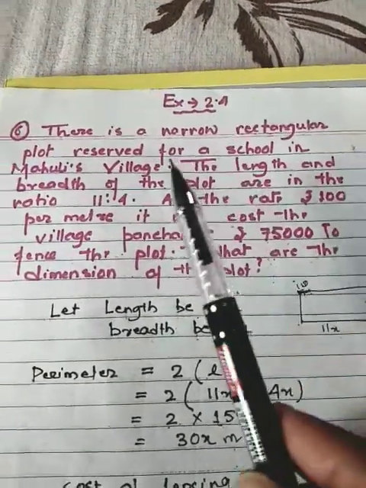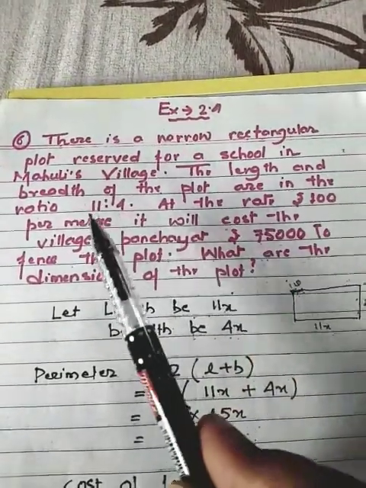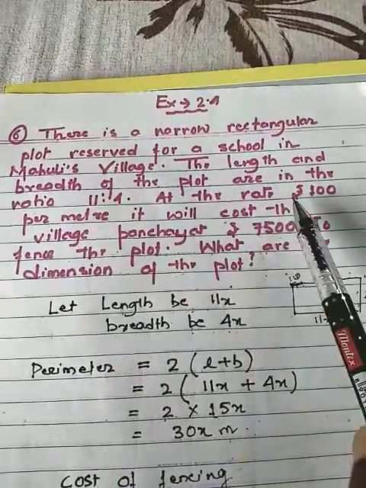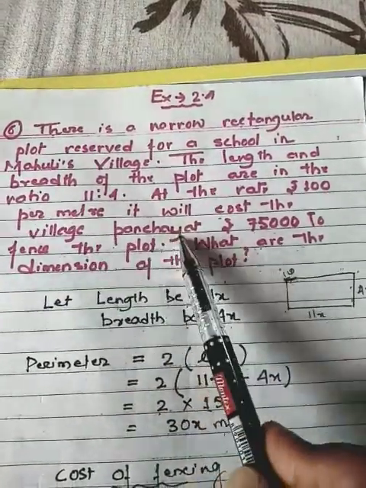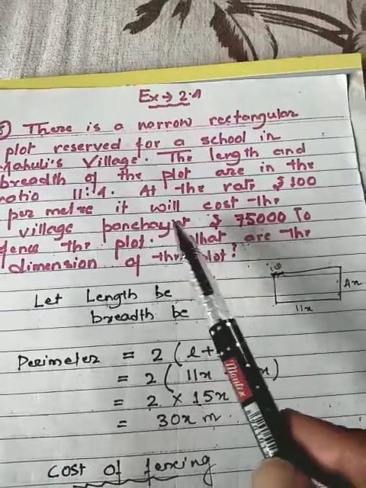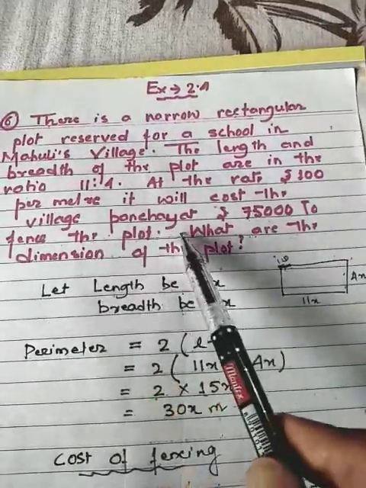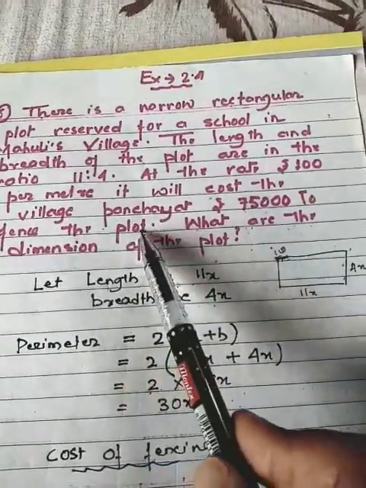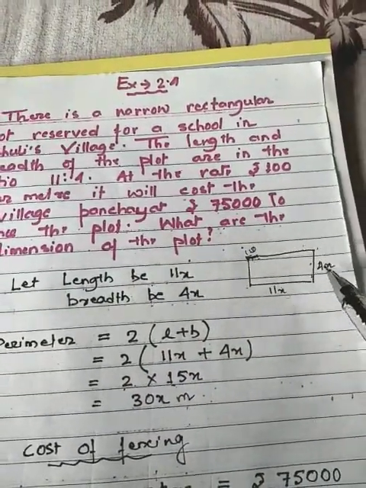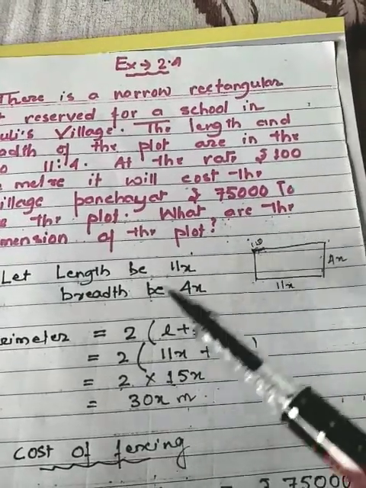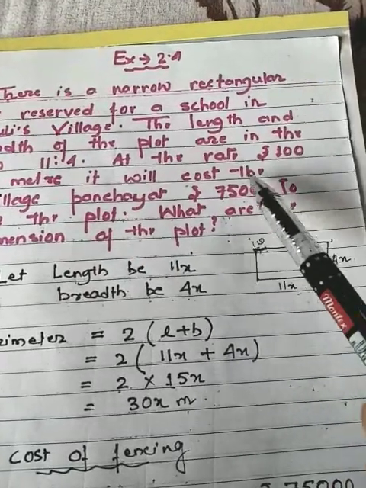Now the next sentence is: at the rate of rupees 100 per meter. That is, for per meter, 100 rupees is the cost. It will cost the village panchayat, that is, the village panchayat has to pay how much? Rupees 75,000. For what does the village panchayat have to pay 75,000? To fence the plot. So the village panchayat has decided that they will fence the entire rectangular plot. Fine. For that they calculated that the total cost will come as 75,000.